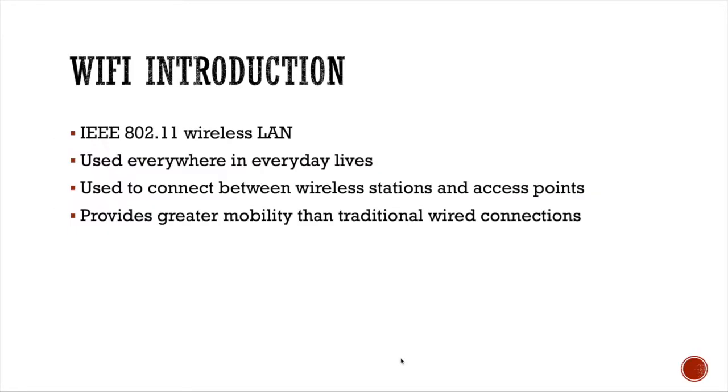In this video, I will talk about Wi-Fi and terrestrial radio channels. Wi-Fi is a form of the wireless LAN and is a short term for IEEE 802.11 wireless LAN. Wi-Fi is basically seen everywhere nowadays and can certainly provide a way to connect between wireless stations, access points, and to the internet with much more mobility than the traditional wired connections.